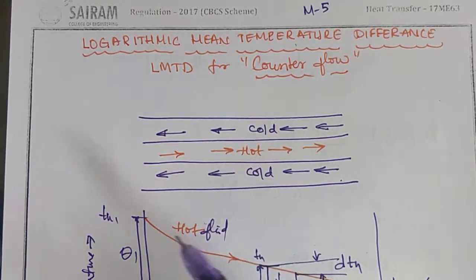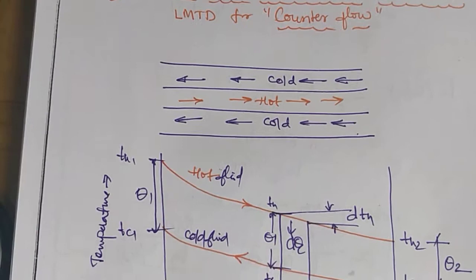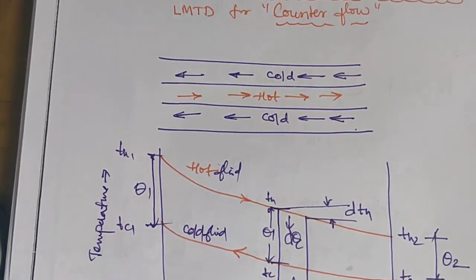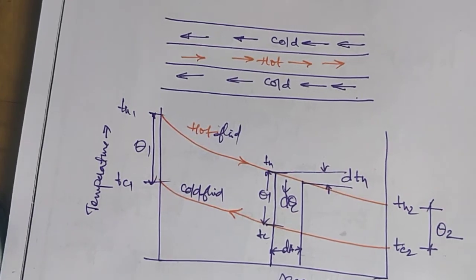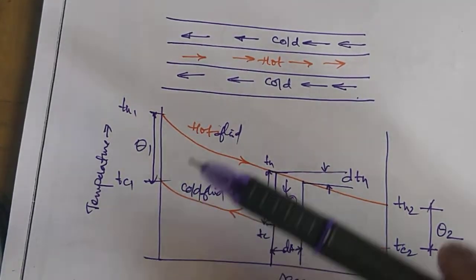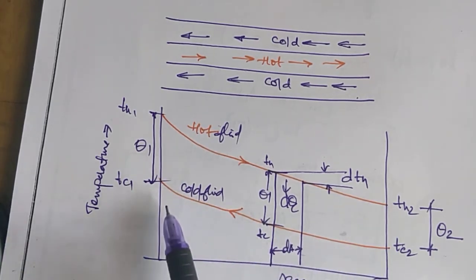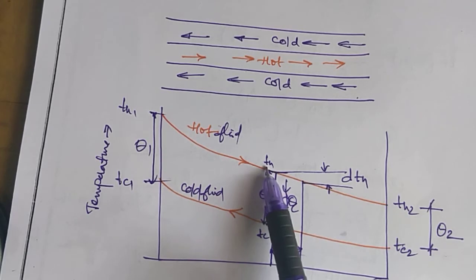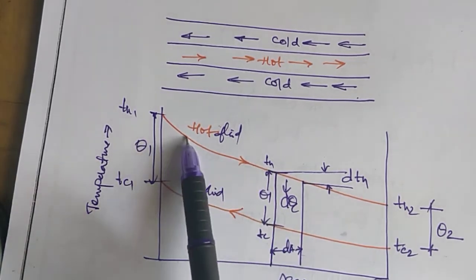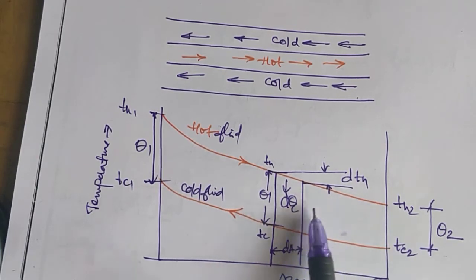This flow arrangement can be sketched on the graph like this, and mathematically we can express it for the derivation. Here the hot fluid is moving in the downward direction, and the cold fluid in the upward direction. So the cold fluid gains heat from the hot fluid, and the hot fluid is losing heat as it moves downward. You have observed this, okay?